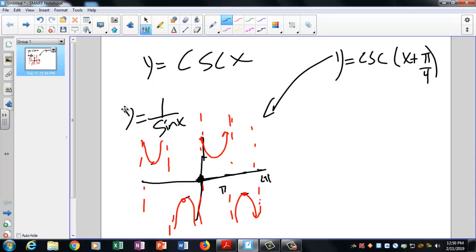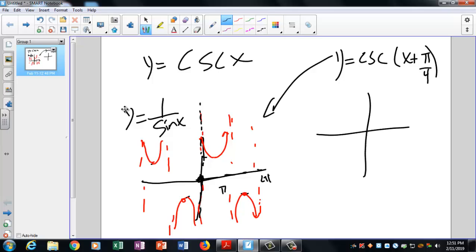Well, the plus pi over 4, I think hopefully we all realize that's going to shift it left pi over 4. But what is it going to shift? Is it going to shift the intercept or is it going to shift the asymptote? 0, 0 in this case is the asymptote. Do we agree? So let's shift the asymptote pi over 4.